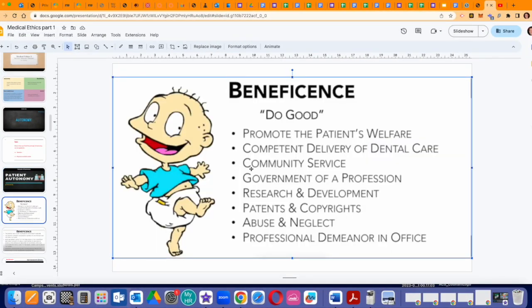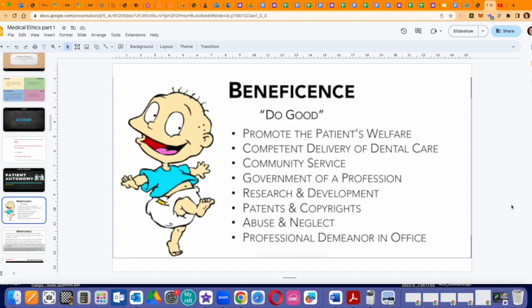So, beneficence is basically doing good, okay? It's important to promote the patient's welfare. That's ultimately what we're trying to do as a healthcare profession, to promote and make sure that everybody is not in pain and we're doing good for their health. We have to have competent delivery of that healthcare, whether it's dentistry, which we've got here in an example, delivery of dental care, or the delivery of any other type of medical care. So it's a service to the community as a healthcare profession, all right?